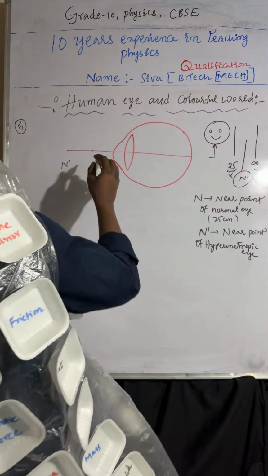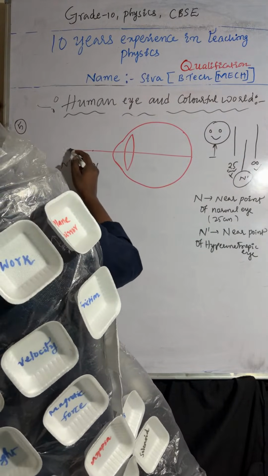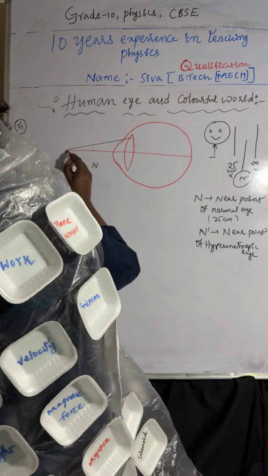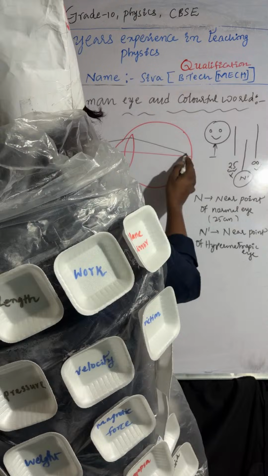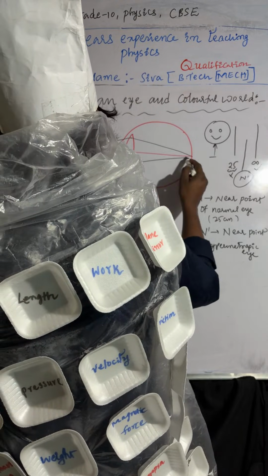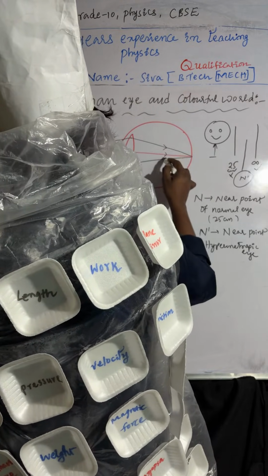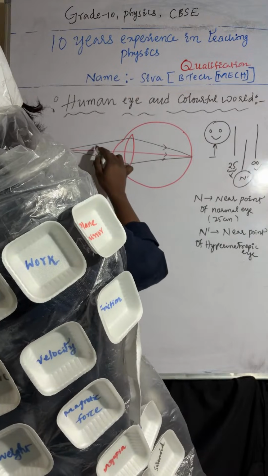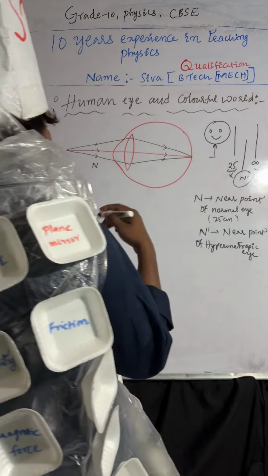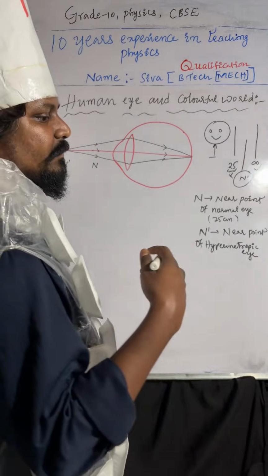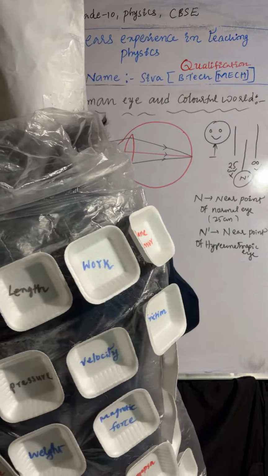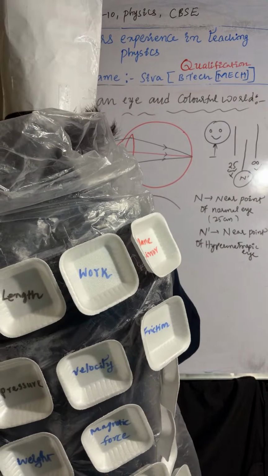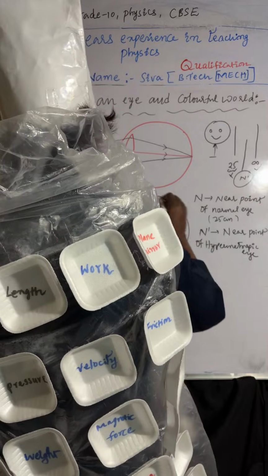If the light rays are coming from n dash, those light rays will meet here. You can observe those light rays will meet here. Now I am taking one more diagram like this.